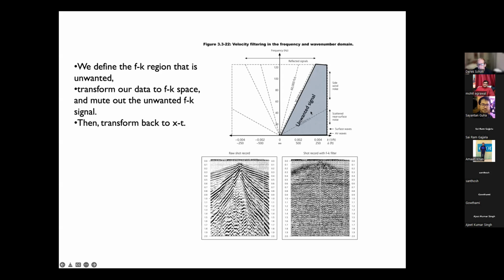So this unwanted signal contains surface waves, air waves, scattered near surface waves, and side wind noise waves. So these are lower velocity waves. And what we would do then is we convert this to U of k and omega, and then we just damp this all to 0, and then we convert it back. So here's the raw shot record, and here it is with the FK filter. You can see it's quite different.